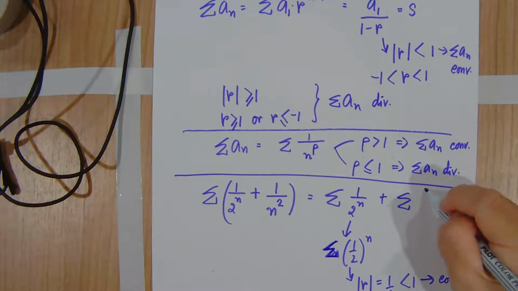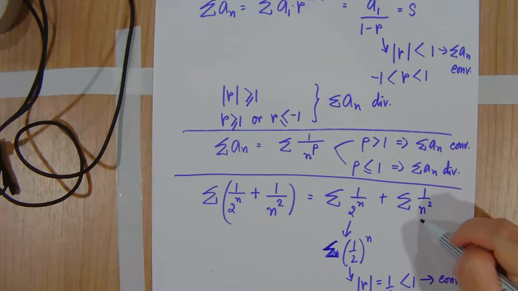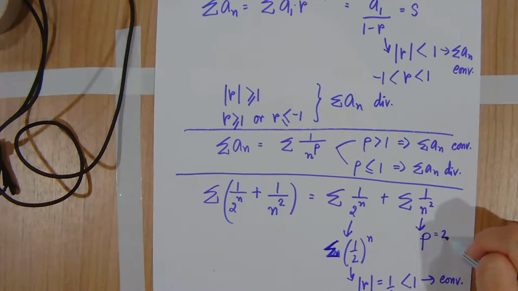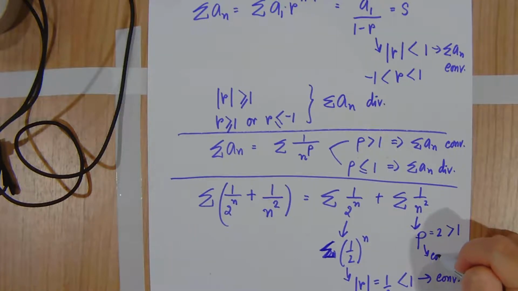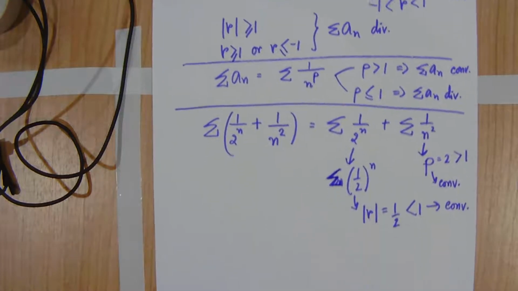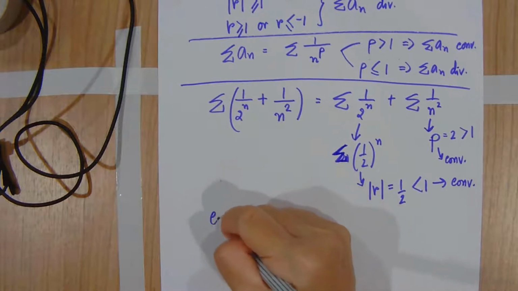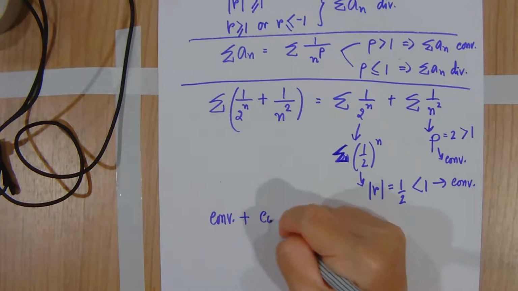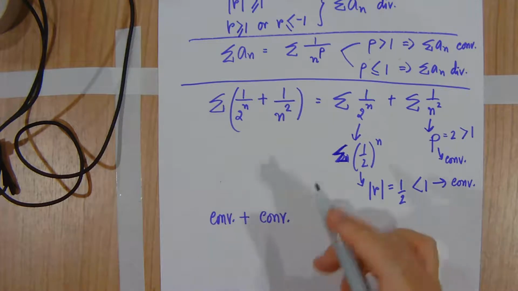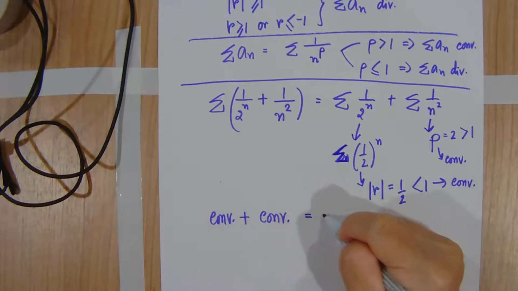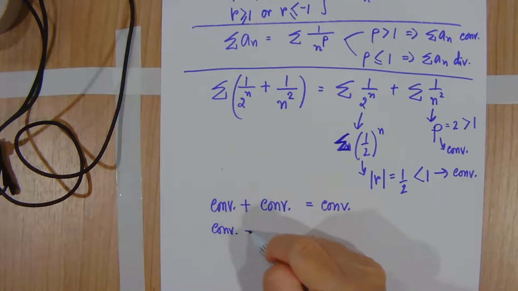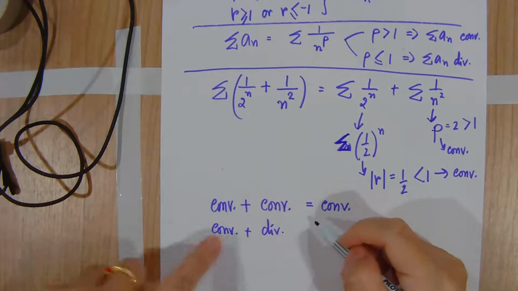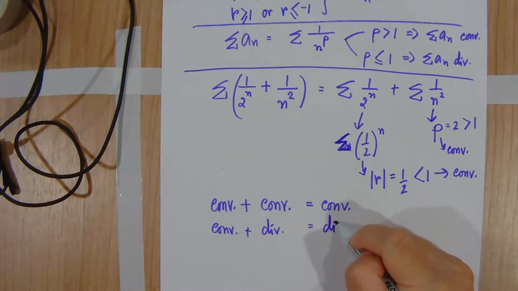And then the second term is also a P series, where P is greater than 1, so this also converges. So when we find the sum, converge plus converge, the series also converges. But if one term diverges and the other converges, then the sum diverges.